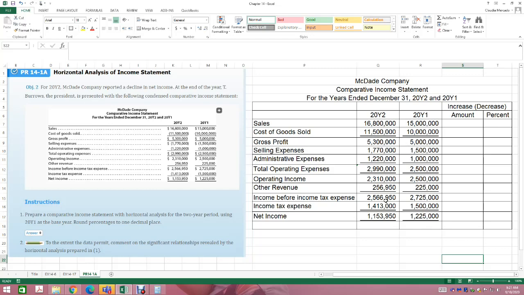So we're being asked to prepare a horizontal analysis. All I did is set it up. This is the name of the company. I just copied and pasted the information. These numbers are the same numbers over here. The only difference is that I did not put them in parentheses. Why? Because cost of goods sold should not be in parentheses.